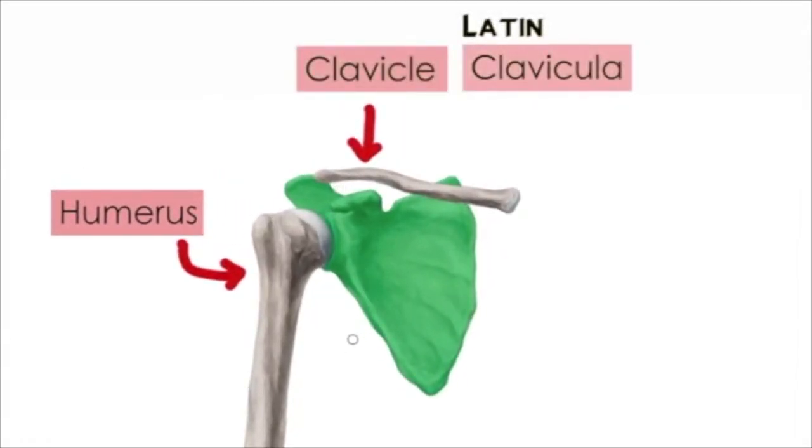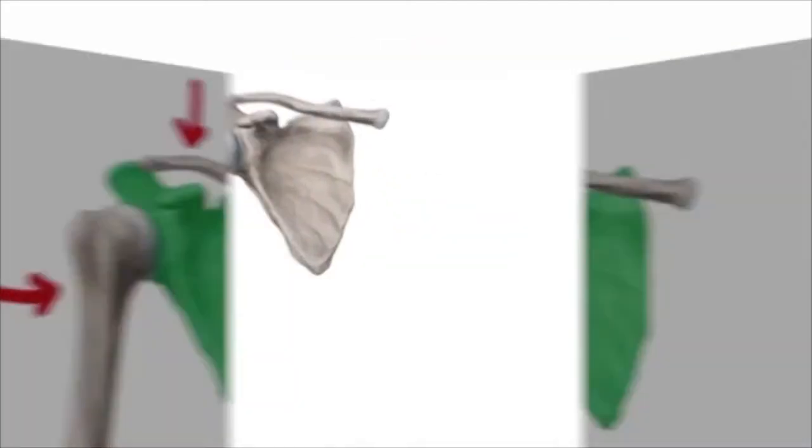The humerus is articulating with the glenoid cavity of the scapula, and we're going to see and talk about this structure later on in this tutorial. And also, it is important to know that the clavicle is articulating with the acromial process of the scapula.